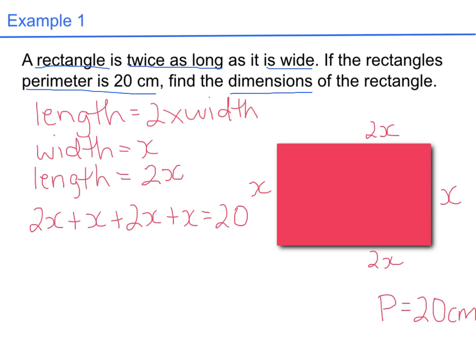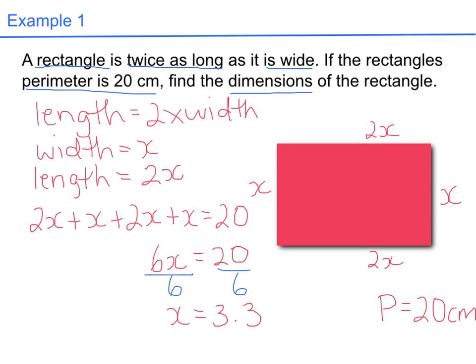By collecting like terms together, I have 2 lots of x plus another 2 lots of x plus x gives me a total of 6x, which is equal to 20. This gives us an equation that is easily solved by dividing both sides by 6, giving us that x is equal to 3 1/3 or 3.3 rounded.